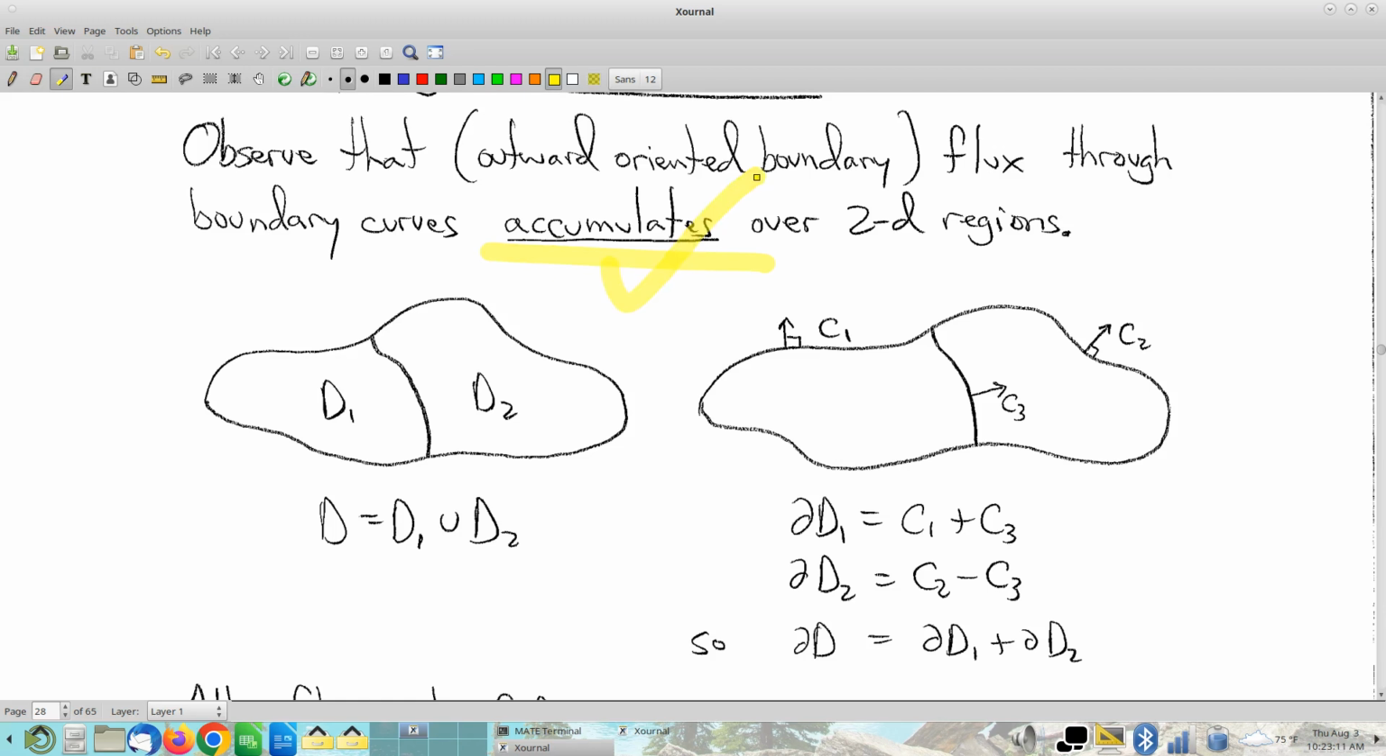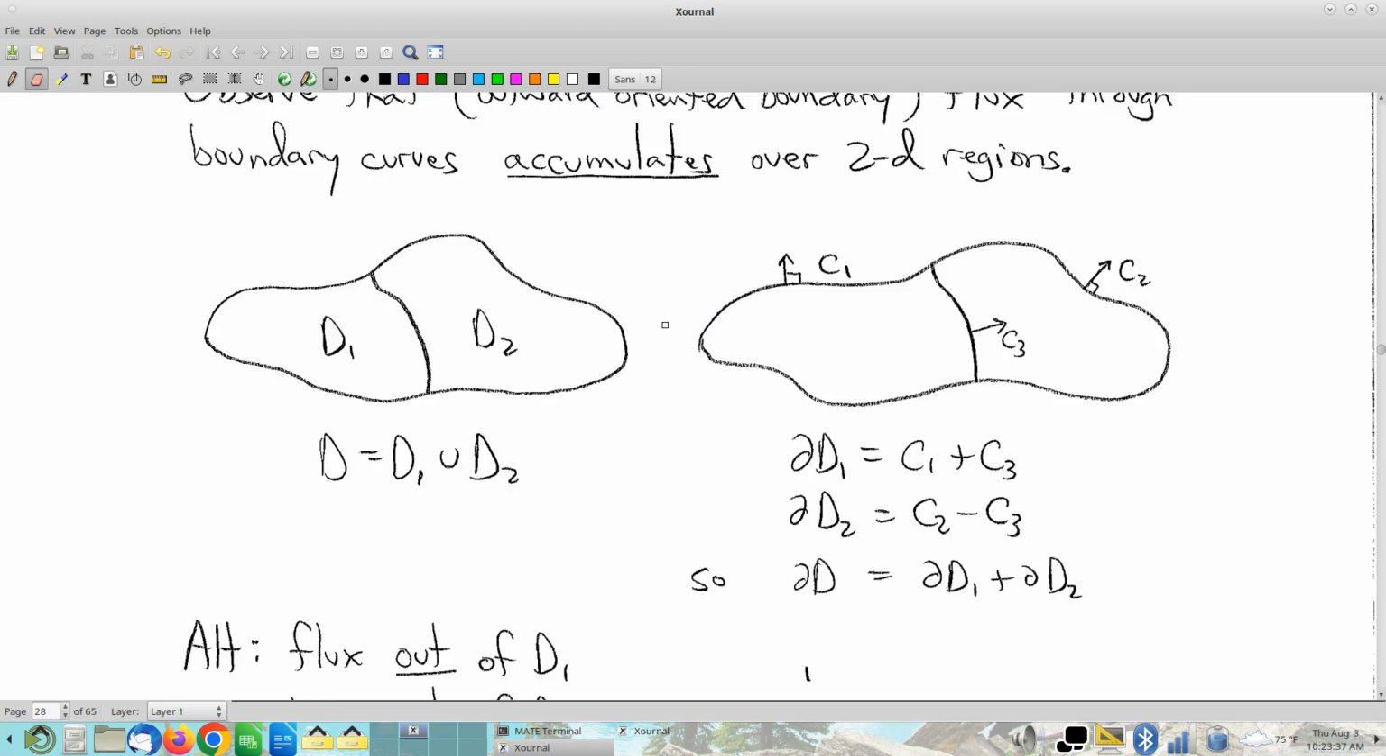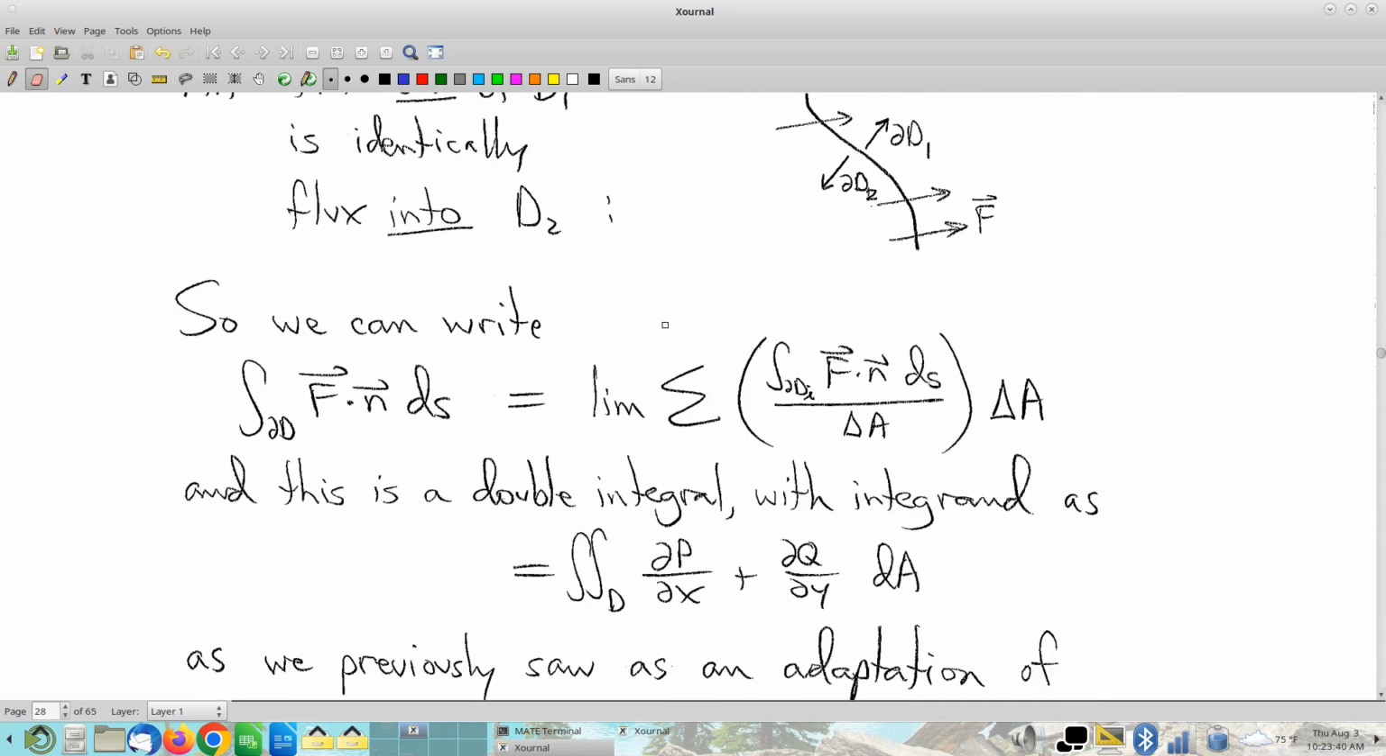Everybody good? You'll notice I went through that argument pretty quickly. It's because we've been through that argument a bunch of times already, in various different contexts. It's one of the beautiful things about this subject that the arguments we make in these different contexts are so similar to each other, because they are ultimately all the same theorem, just applied in different contexts. Okay, so we have an accumulating quantity, and if I'm interested in two-dimensional outward-oriented boundary flux, the whole is the sum of the parts. Total accumulating quantity is the sum of the pieces of accumulating quantity.